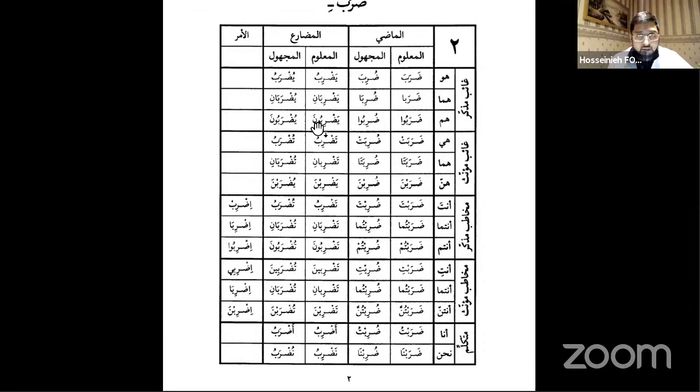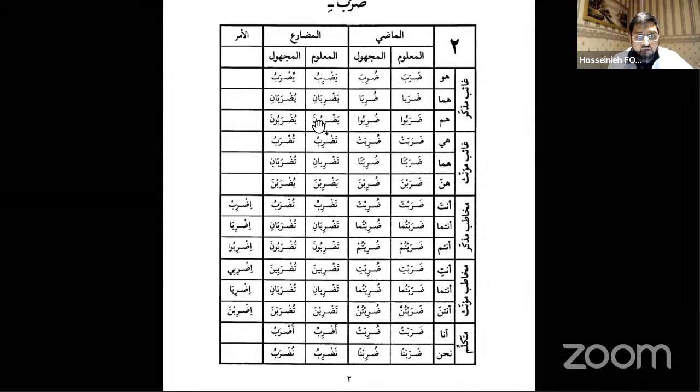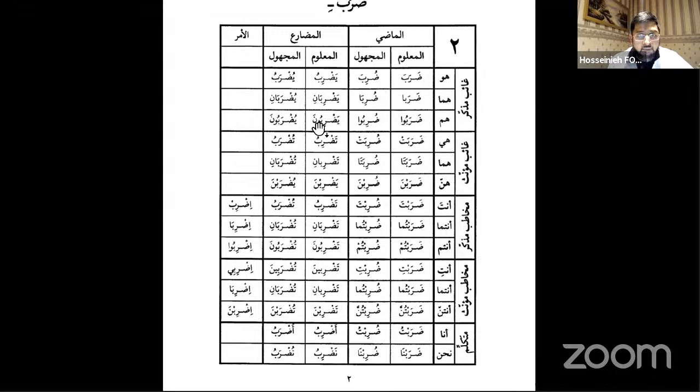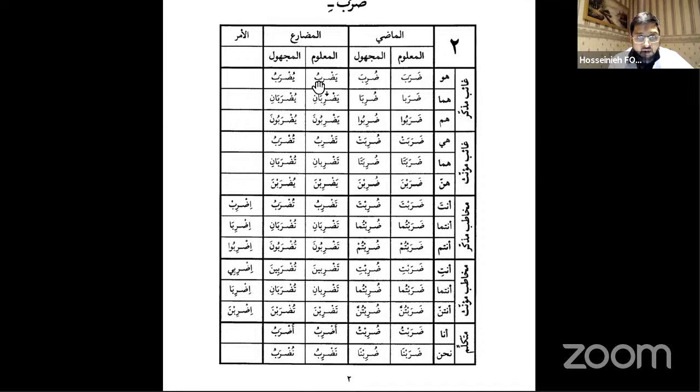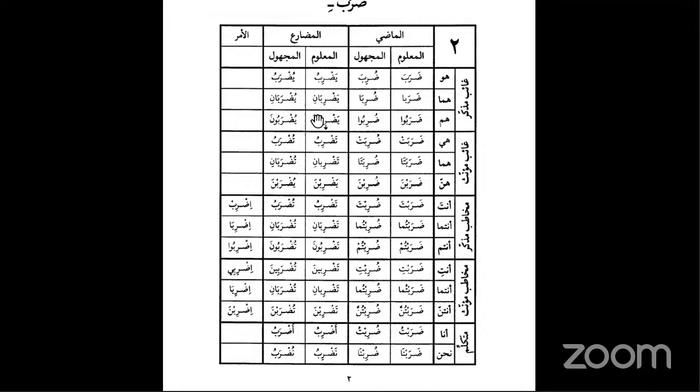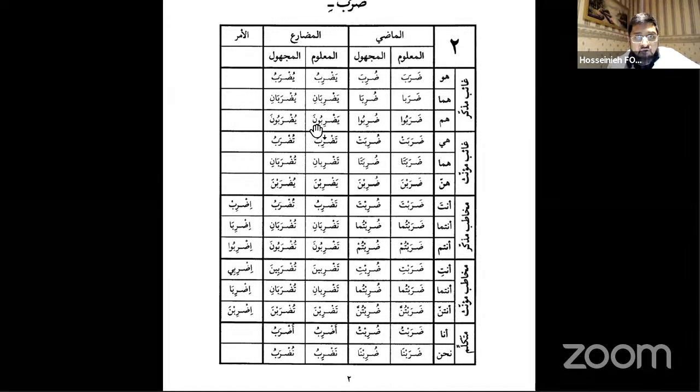Then in the plural, we don't have a dhamma on the last letter, so a noon with a fatha is brought in, and it becomes yadribuna. So in the dual and the plural, there's a noon which represents a dhamma. It means halatul raf. The proper term is halatul raf. The halatul raf for yadribani is a noon with a kasra, and in the plural, it's the noon with a fatha. Halatul raf is the nominative case.